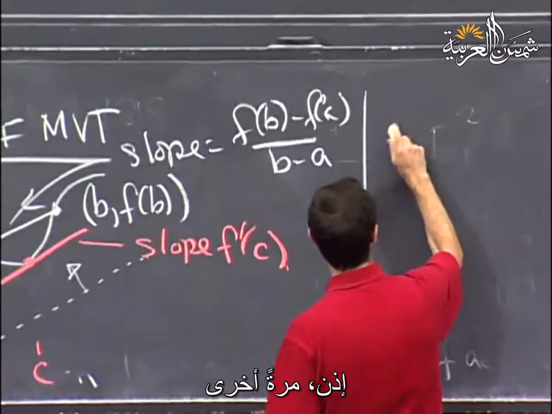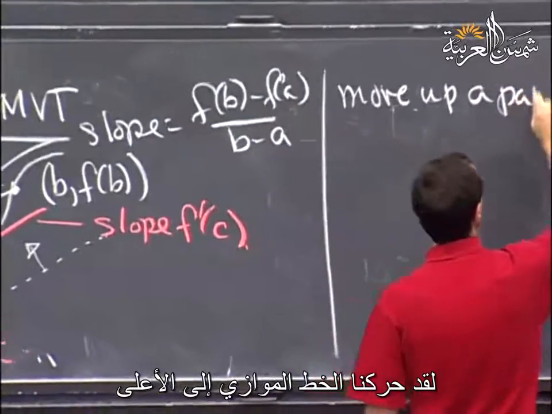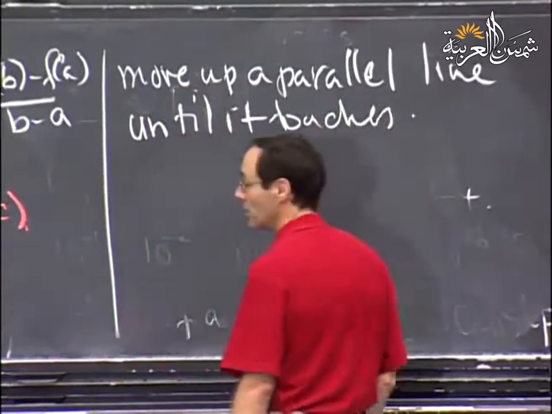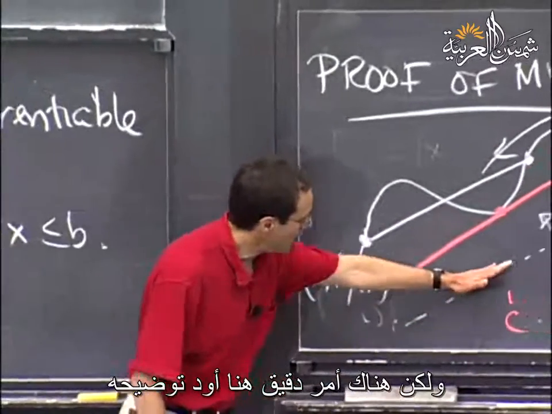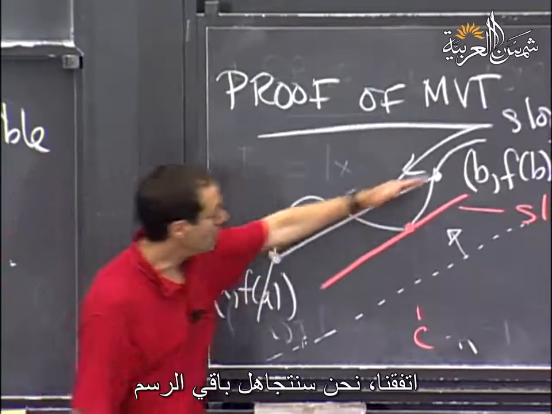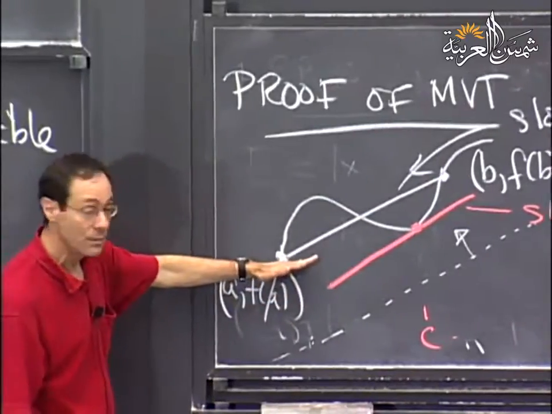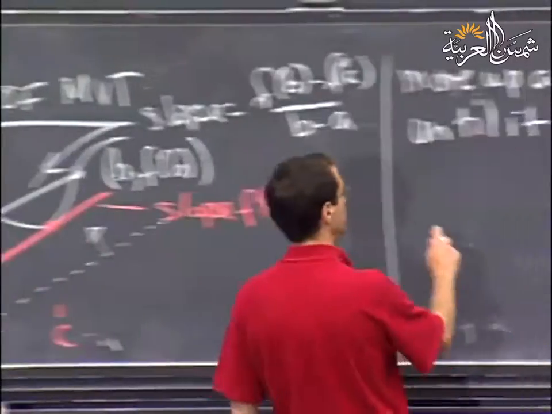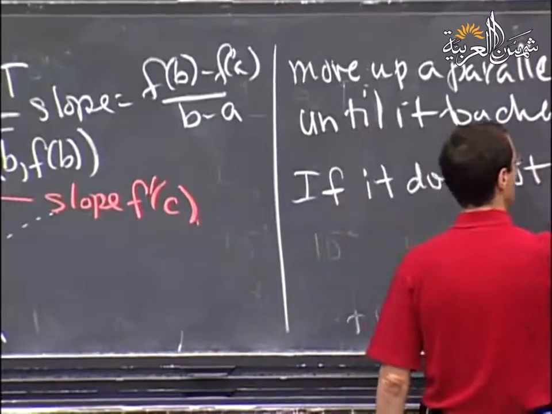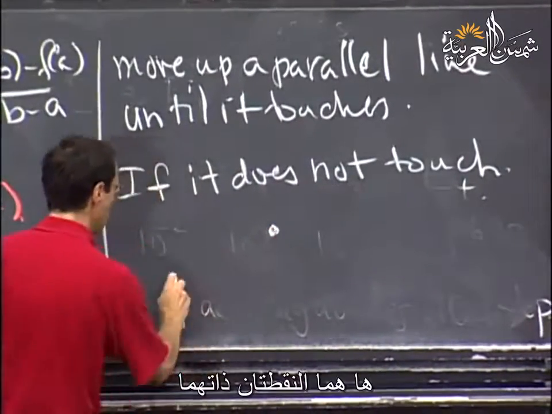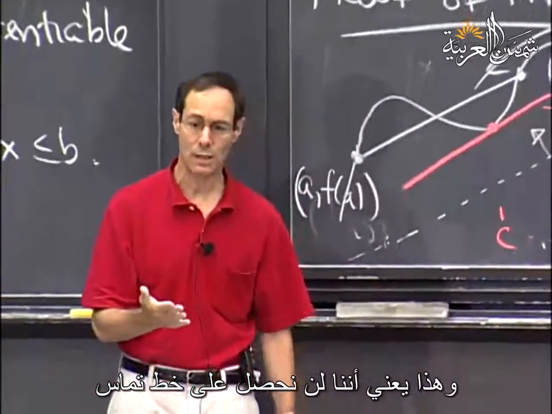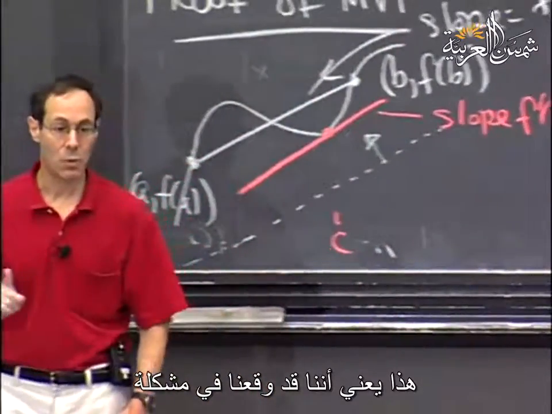So again, we move up a parallel line until it touches. There's a little subtlety here which I just want to emphasize, which is that that dotted line keeps on going here, but when we bring it up, we're going to ignore what's happening outside of A and beyond B. All right? So we're just going to ignore the rest of the graph. But there is one thing that can go wrong. If it does not touch, then the picture looks like this. Here are the same 2 points, and the graph is all above. And we brought up our line, and it went like that. So we didn't construct a tangent line if this happens. We're in trouble in this situation.